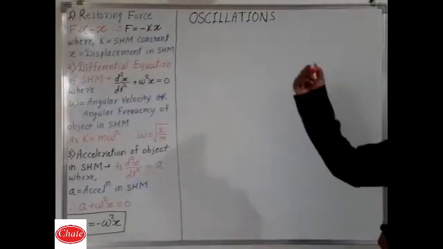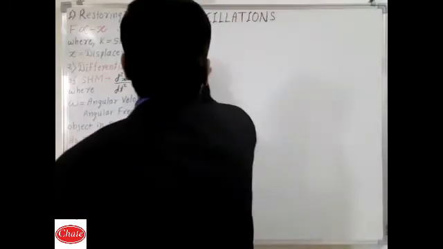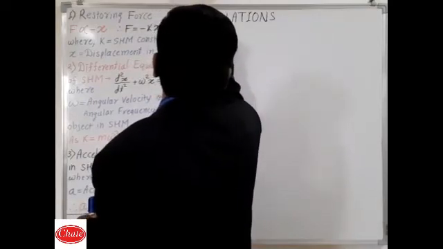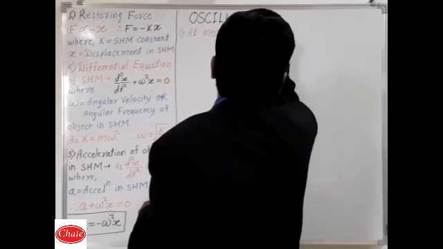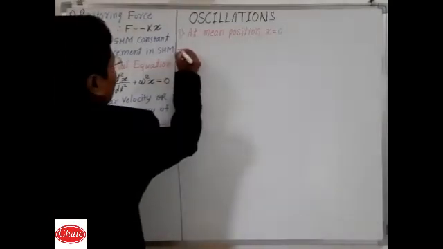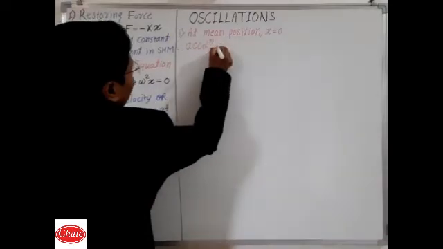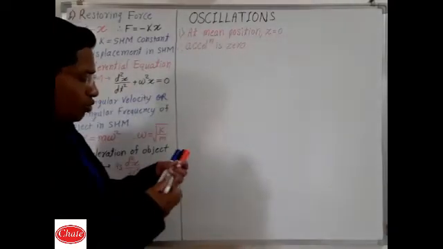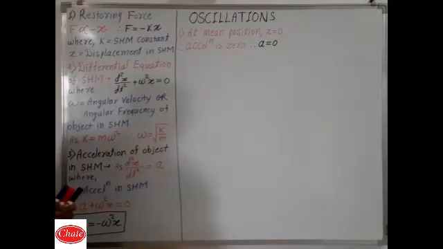Now pay attention. We have to look at the terms maximum acceleration and minimum acceleration. In the third point, at the mean position, x is equal to 0. At the mean position x is equal to 0, therefore acceleration is 0. That means at the mean position acceleration is 0. You can write a is equal to 0. Done.